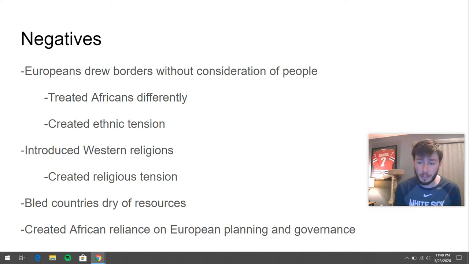The really crazy thing is they would take a family, a mom, dad, and kids, and say, okay, dad's a Hutu, mom's a Tutsi, and the kids are whatever. There was no process to it. So they didn't respect their ethnicities or differences, and this created ethnic tension within the new colonies they set up. They also introduced Western religions, so the Europeans brought Christianity there. Islam was already there for the most part.